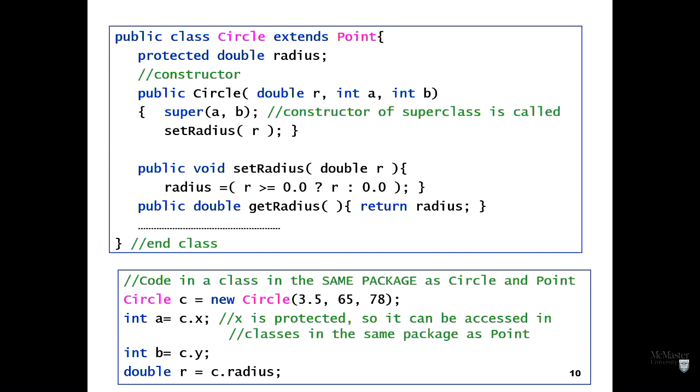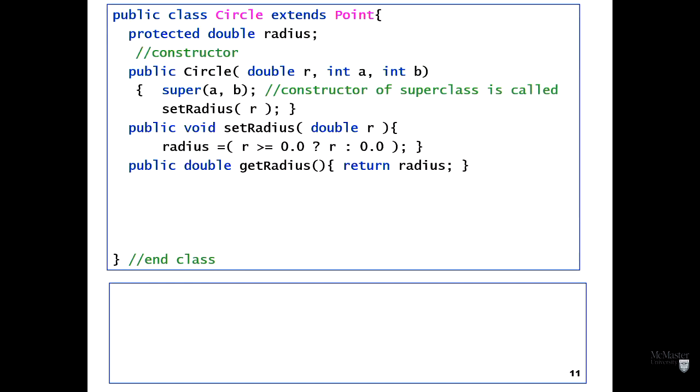Again, a protected member is accessible only within the same package. So if this code is in a different package than circle, this will not work, and then c.radius will not work as well. But here this should work, because we are assuming that everything here is in the same package, right? Good? If x and y were private, and the same for radius, you would not be able to do this no matter what. And we had an example for this before.